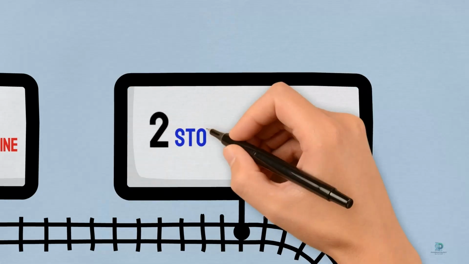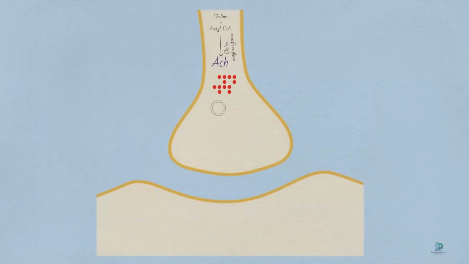2. Storage in vesicles. Once synthesized, acetylcholine is stored in synaptic vesicles within the neuron. The vesicles protect it from premature degradation, ensuring its availability for transmission.